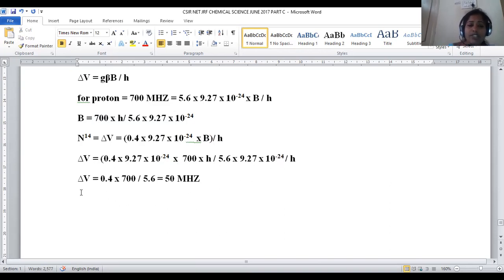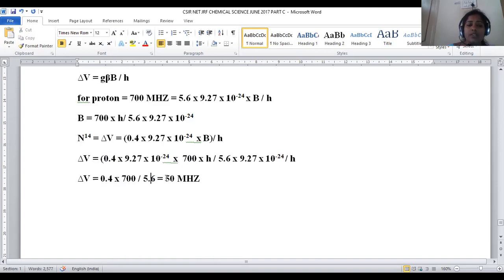After getting all the calculation, the equation is simplified in this manner. So 9.27 in numerator and denominator, these two values get cancelled. So 0.4 is there, and 700 is there, 5.6 is there. Only these three terms are there, remaining get cancelled. H cancelled. 9.27 into 10 to the power minus 24 in both get cancelled. Only the leftover terms are 0.4, 700 and 5.6. So these three terms we got.